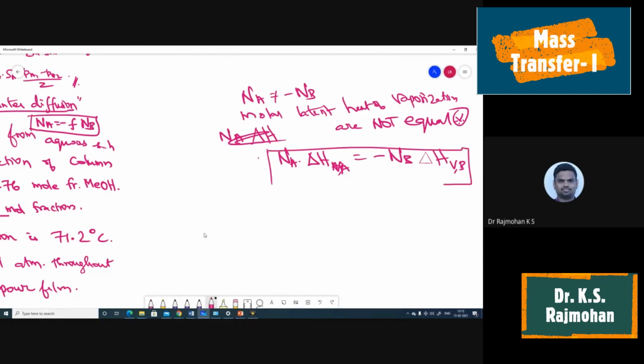So what we should know is, for non-equimolar counter diffusion, or simply for counter diffusion, if Na is not equal to minus Nb, then molar latent heat of vaporization are not equal. So Na into delta H of A is equal to minus Nb into delta H of B. Now delta H of A is given, delta H of B is given. So we substitute to get the relationship between A and B. Before that, we'll look into this problem again.